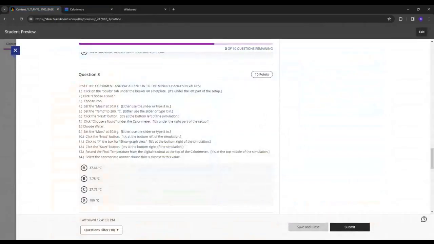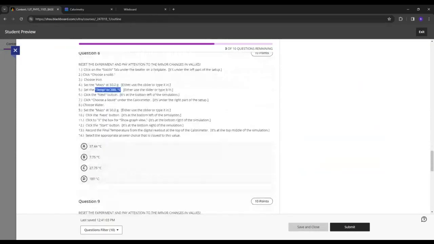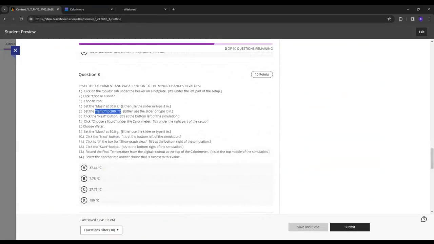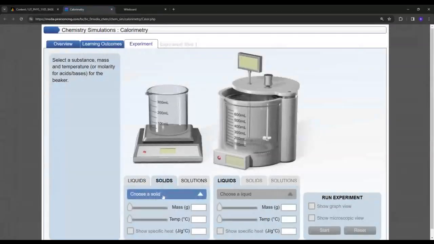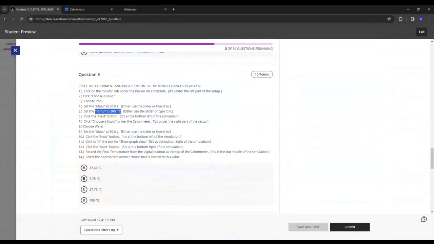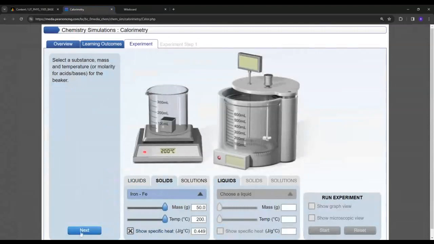To get started, we're going to do a lot of the same stuff, but this time we're going to make the iron really hot. So this is our way of sort of checking our question 7, which is that if we make the metal a lot hotter, like even hotter, is it going to have more control over the outcome? All right, so solids, iron, mass, still 50, yes, but temperature, 200. Show the specific heat because why not at this point? Then water is going to be the same. We're going to have 50 grams of water. It doesn't allow us to change the temperature, and then we're going to run it and see what happens.